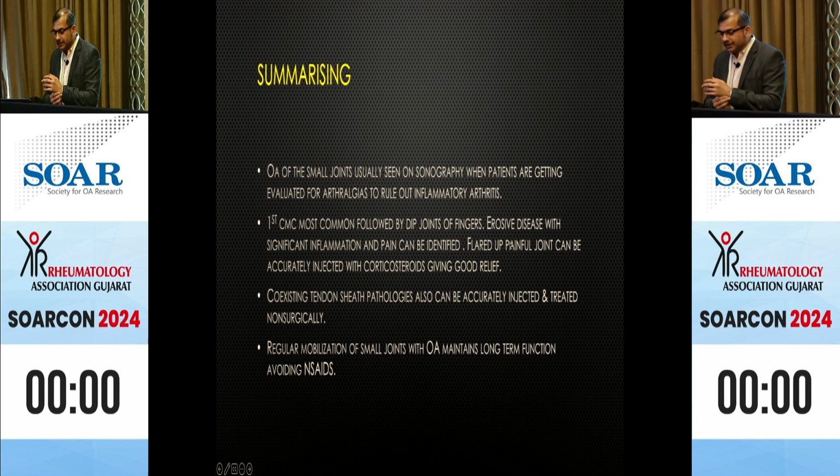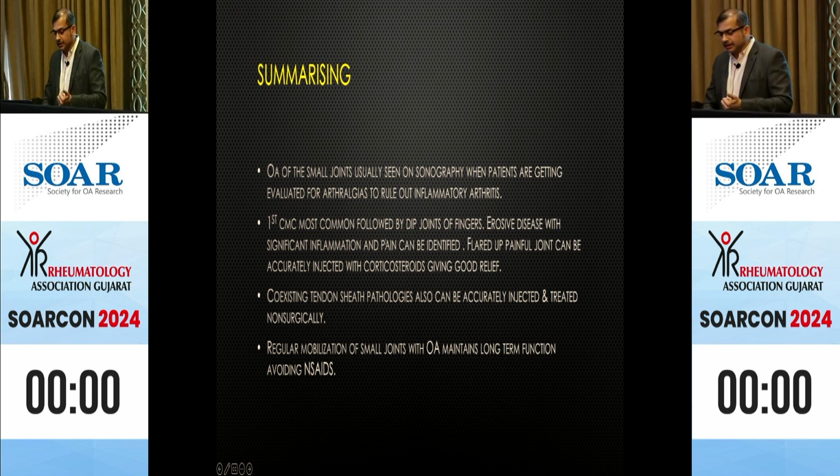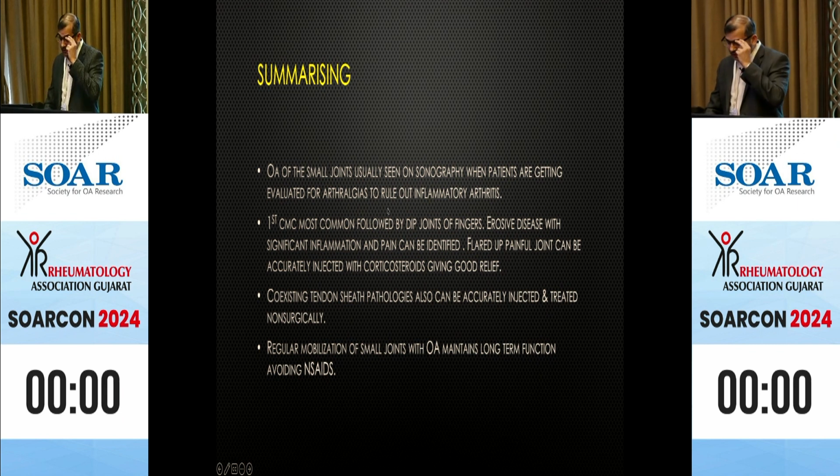So summarizing, OA of small joints is usually seen on sonography when patients are getting evaluated for arthralgias to rule out inflammatory arthritis. We do see inflammatory synovitis and changes, and accordingly we have to report. Now, the first CMC joint is the commonly involved joint, and the DIP is the second commonest.